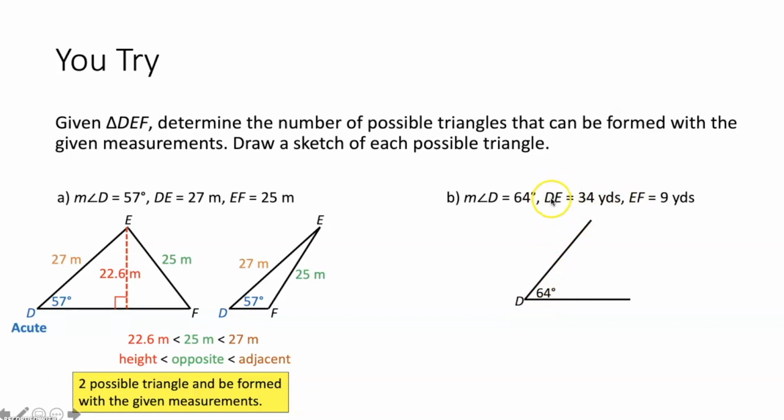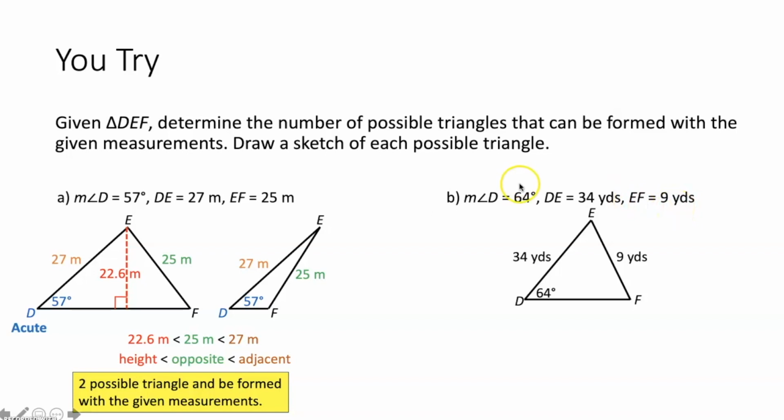That would be segment DE. So we're going to label this side length as segment DE. That would be 34 yards. Now all I have to do is complete this triangle. So we just need to draw a segment connecting these 2 points. And since this point is D and this point is E, that means this point over here must be F. Therefore, this segment right here must be segment EF, which we can label as 9 yards.